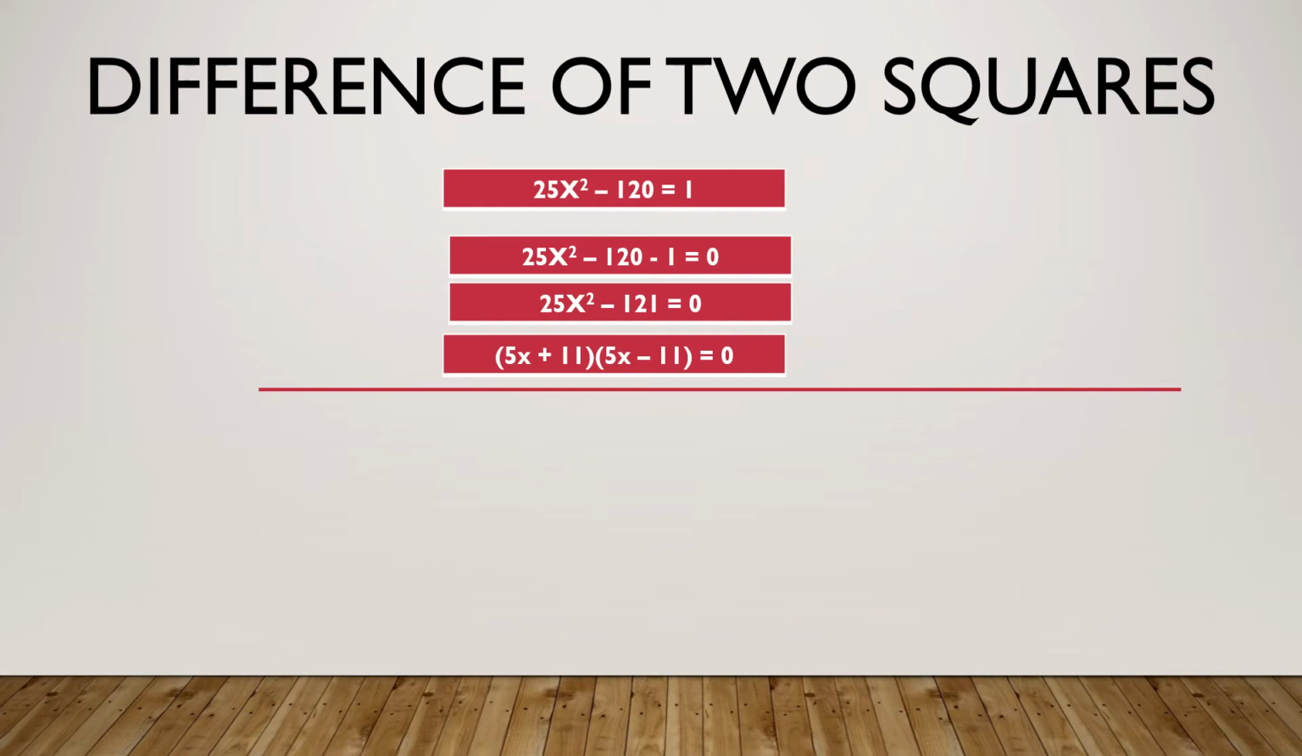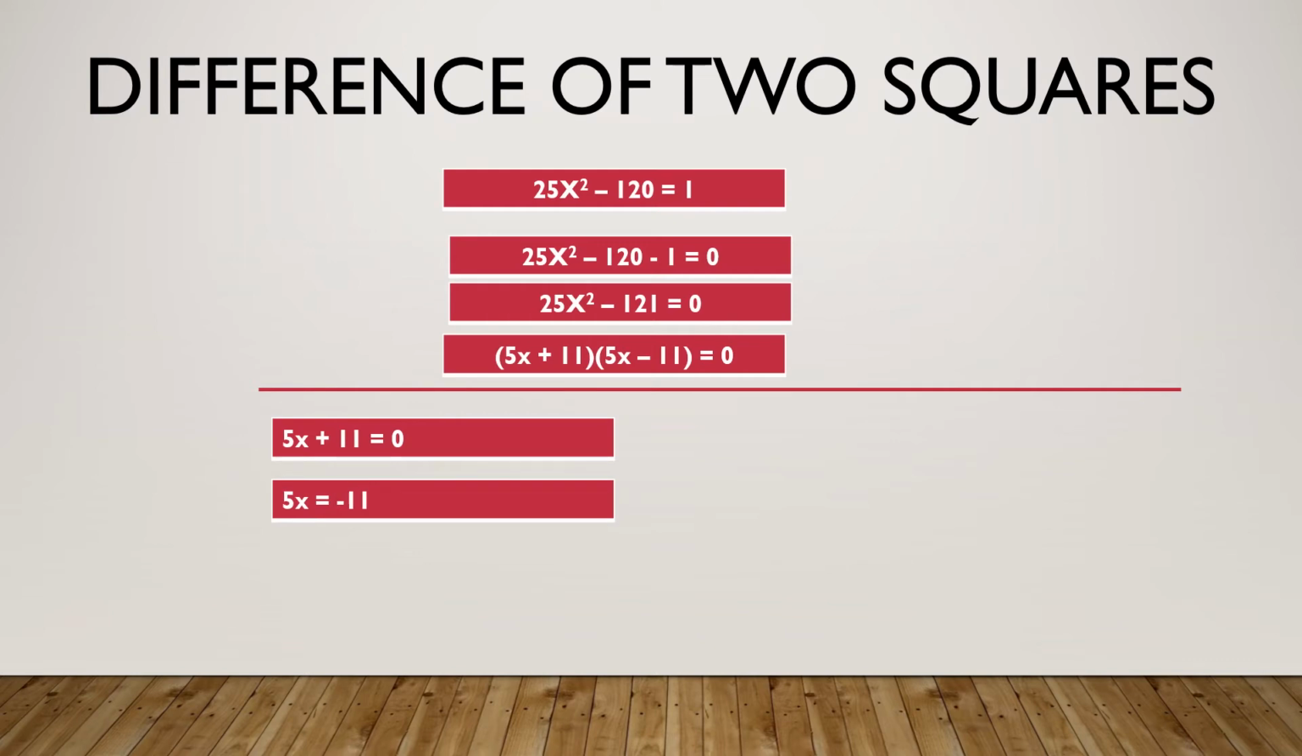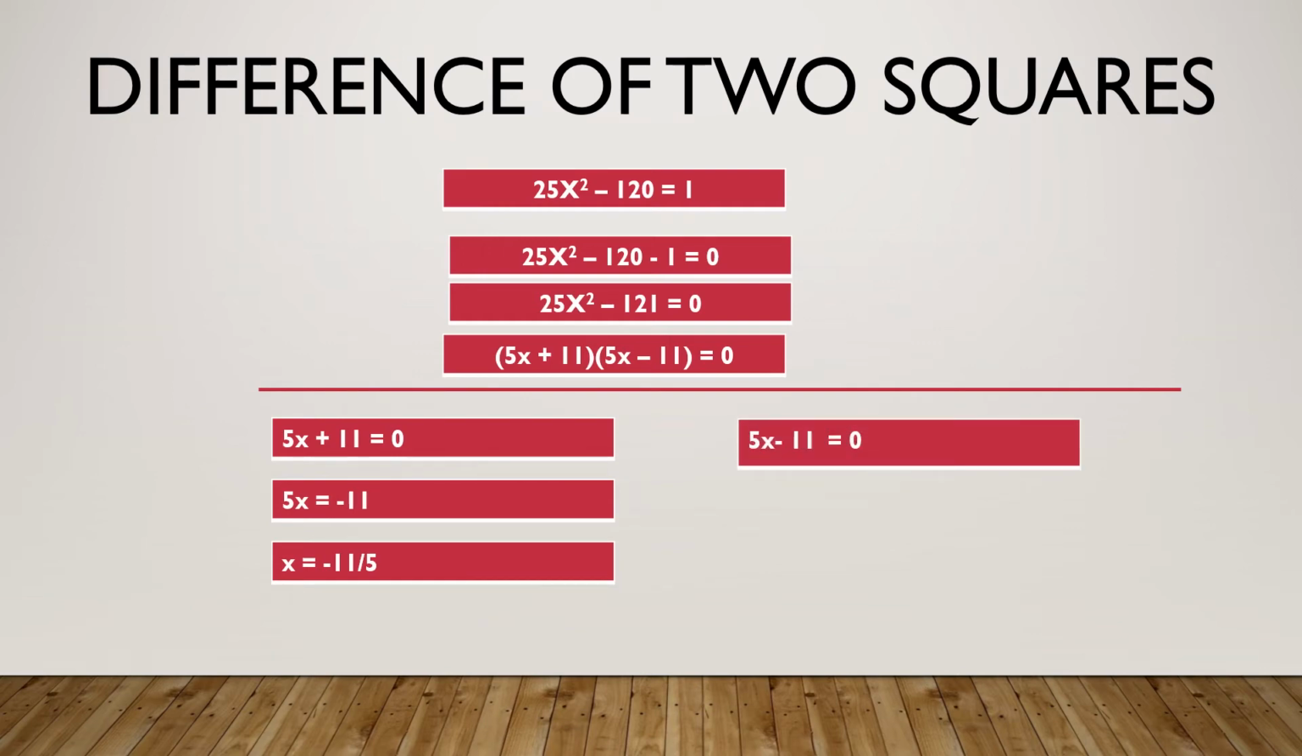So let's take the first factor and equate this one to 0. So you have 5x plus 11 equals 0. Then transpose positive 11 to the right, so it becomes negative 11. So solving for the value of x, you have negative 11 over 5 because we divided both sides by positive 5.